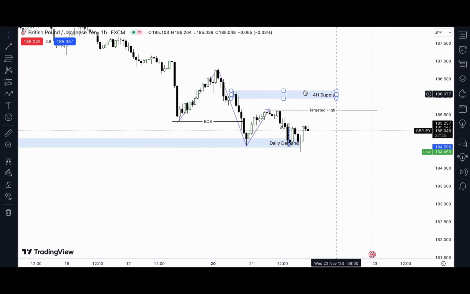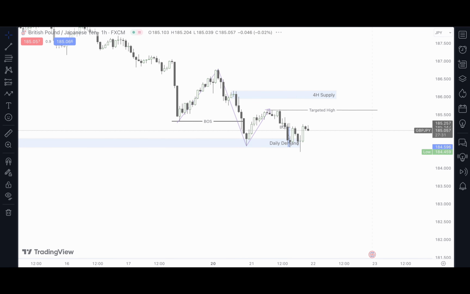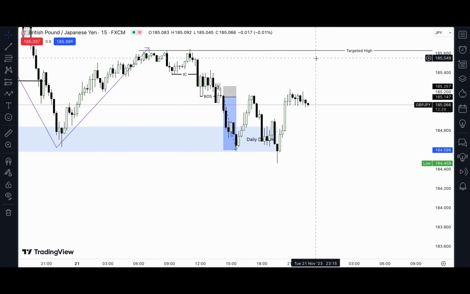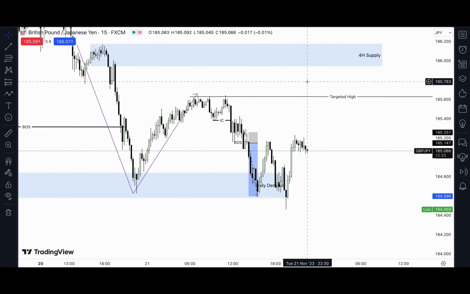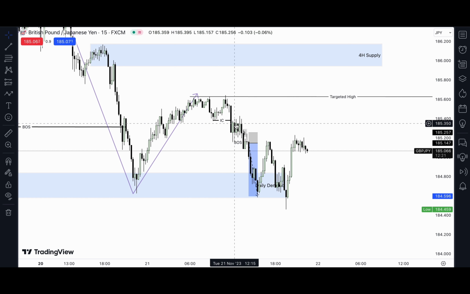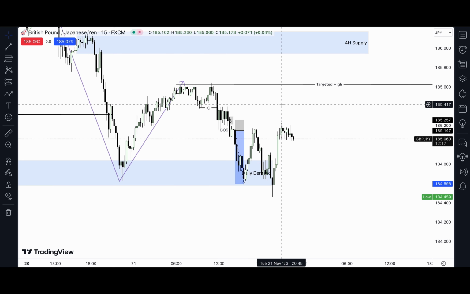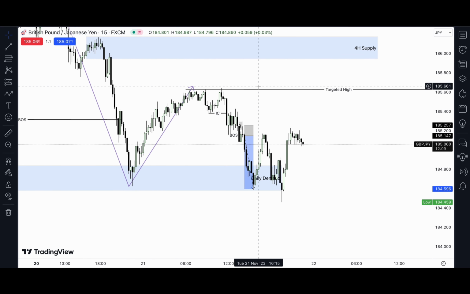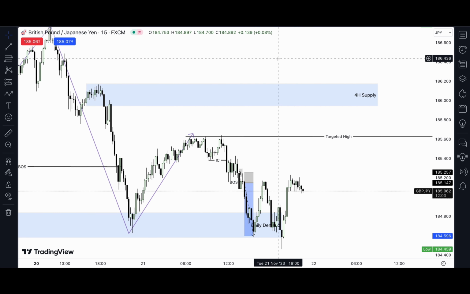So I had my 4-hour supply here, I had another supply zone here, but as I was watching that, it didn't play out how I wanted it to, which it never really does. But I noticed this bearish internal change of character, right? Like a 15-minute change of character. So in my head, because we've already made it into structure, it is very likely that we just continue down. We don't have to go all the way up, right?